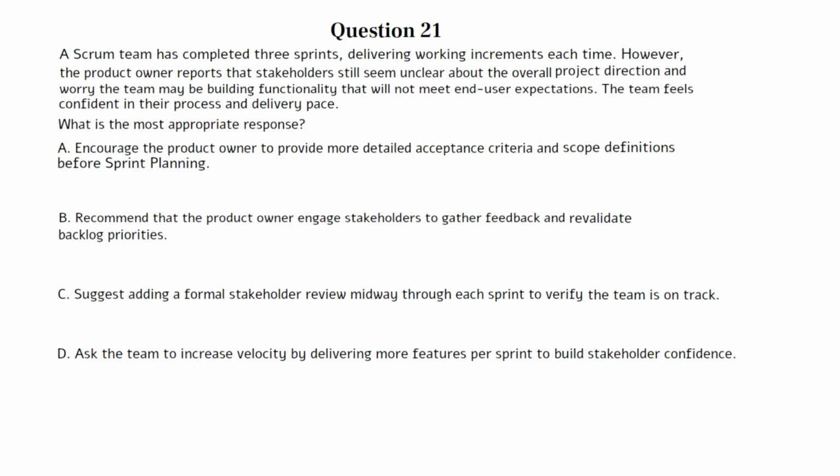A. Encourage the product owner to provide more detailed acceptance criteria and scope definitions before sprint planning. B. Recommend that the product owner engage stakeholders to gather feedback and revalidate backlog priorities. C. Suggest adding a formal stakeholder review midway through each sprint to verify the team is on track. D. Ask the team to increase velocity by delivering more features per sprint to build stakeholder confidence. You can pause the video here if you need more time to work on the question.